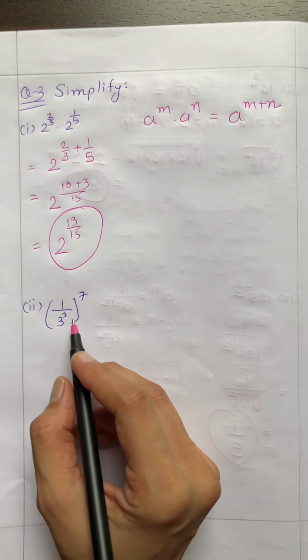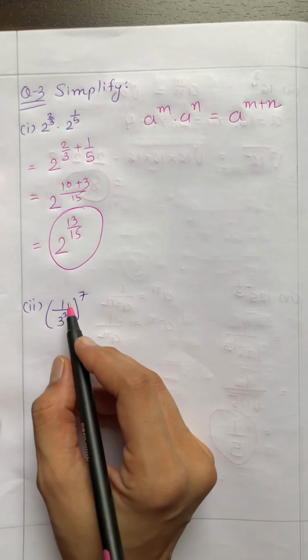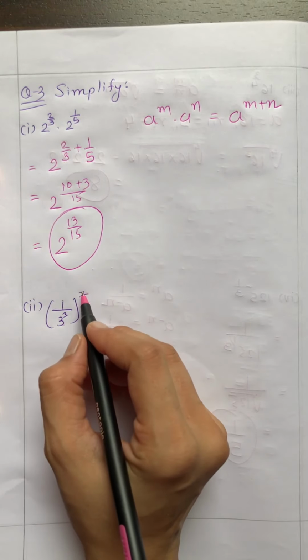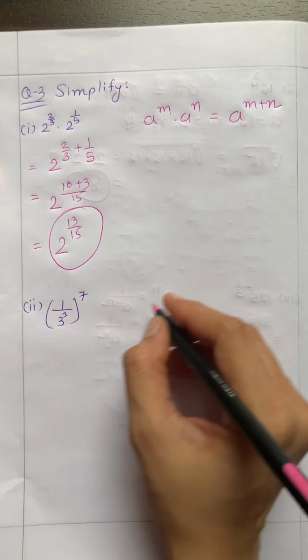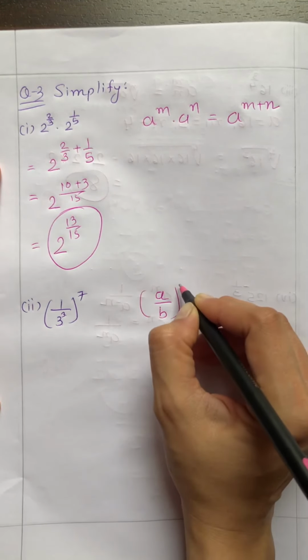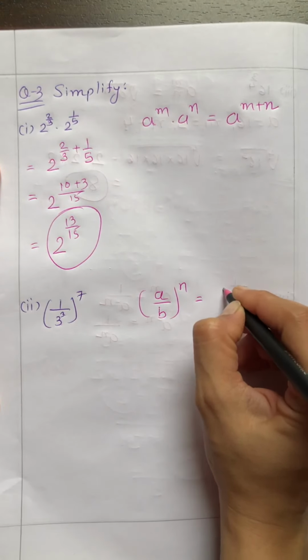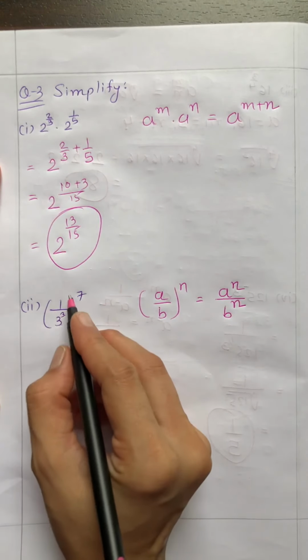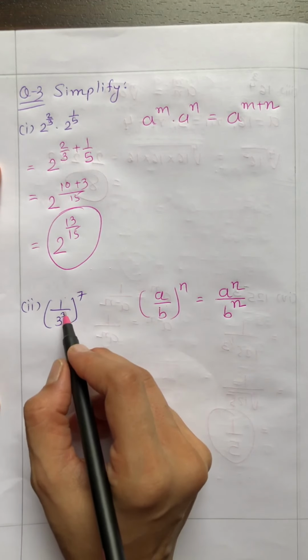Second question, 1 upon 3 cube whole raised to 7. If we compare this with a by b whole raised to n, it is a raised to n upon b raised to n. Here a is 1, b is 3 cube.